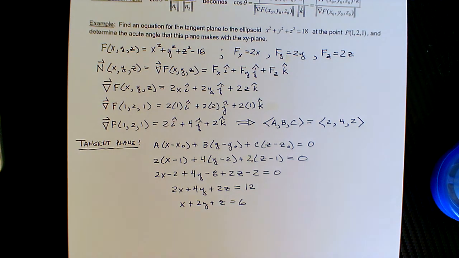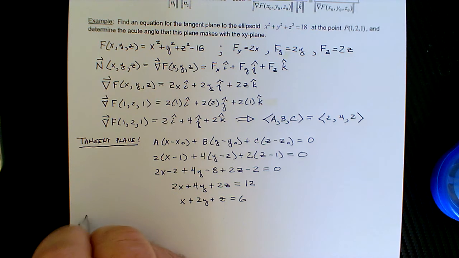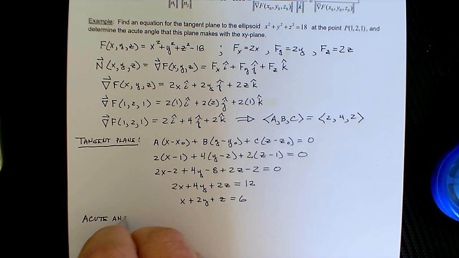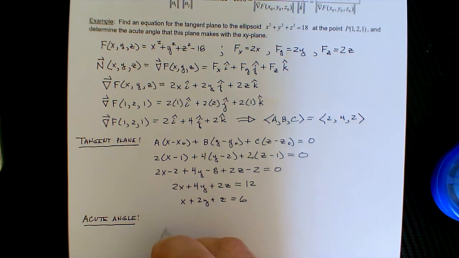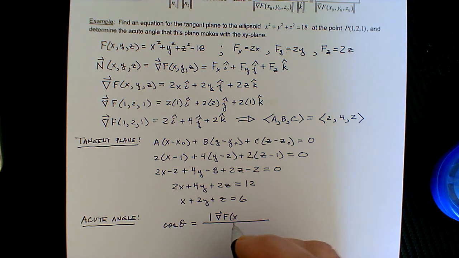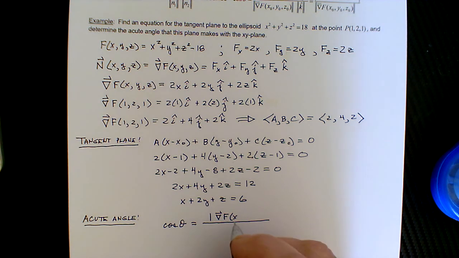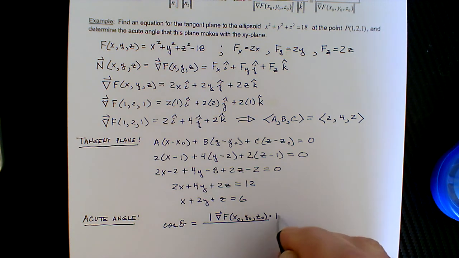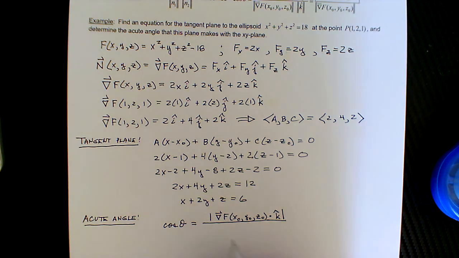Okay, so then the acute angle. So the cosine of theta was equal to the absolute value of the gradient evaluated at that point, x sub 0, y sub 0, z sub 0, dotted with k, and then all over just the magnitude of the gradient evaluated at that point.